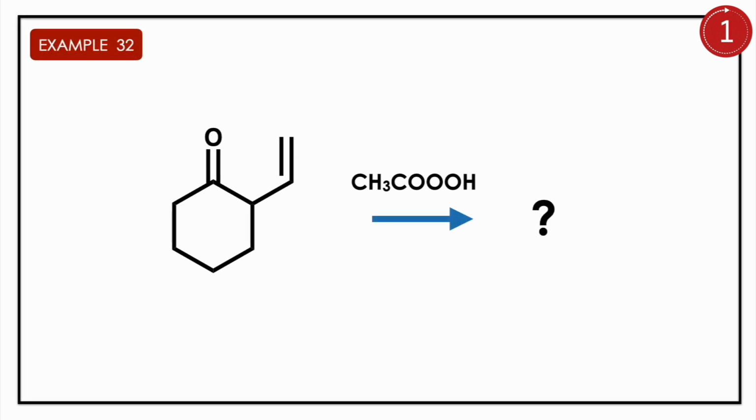Then the next example. Here you have cyclohexanone. In the second position you have a vinyl group. You are using the peracid. You should find what will be the final product.